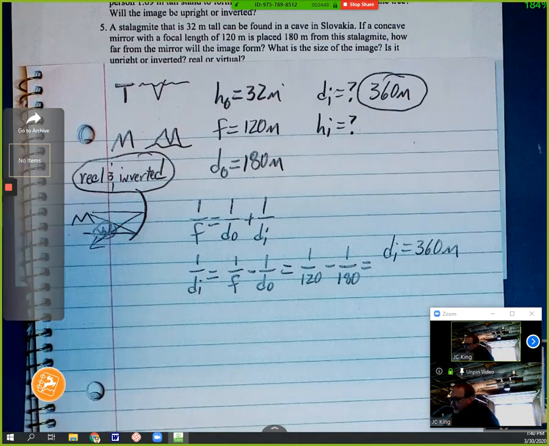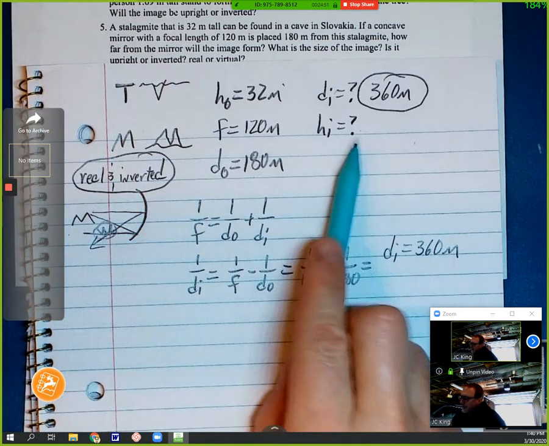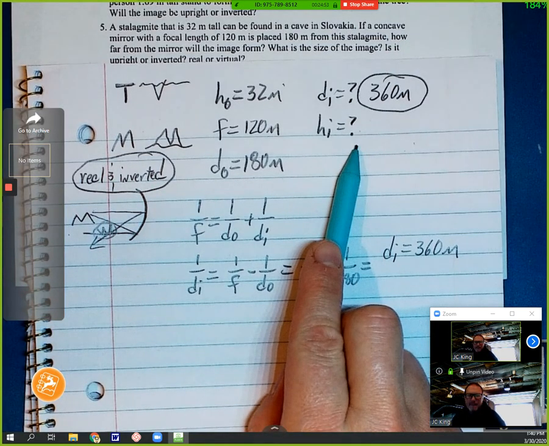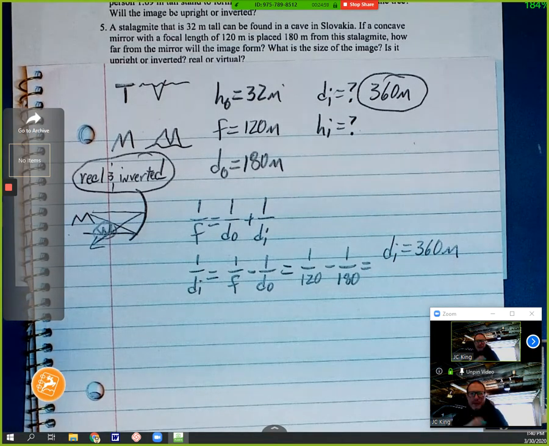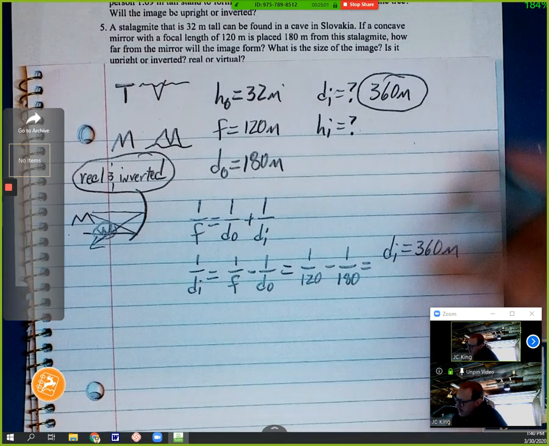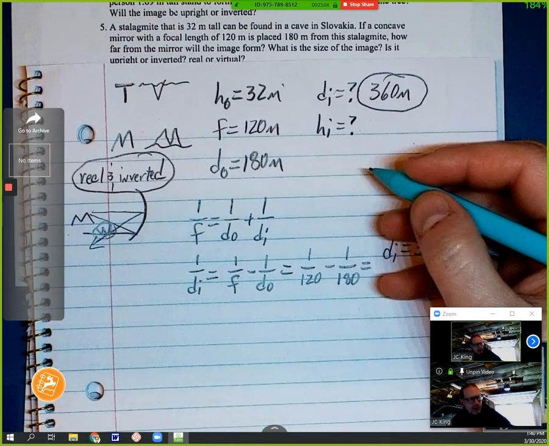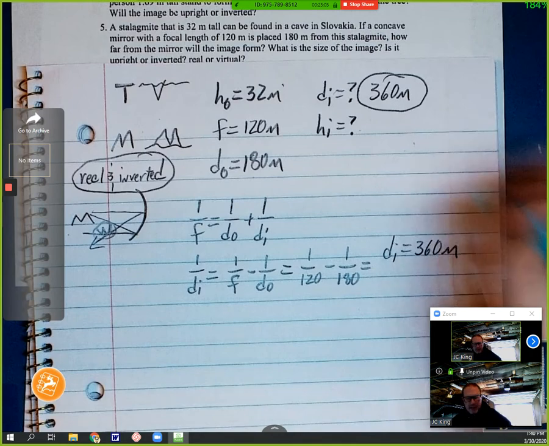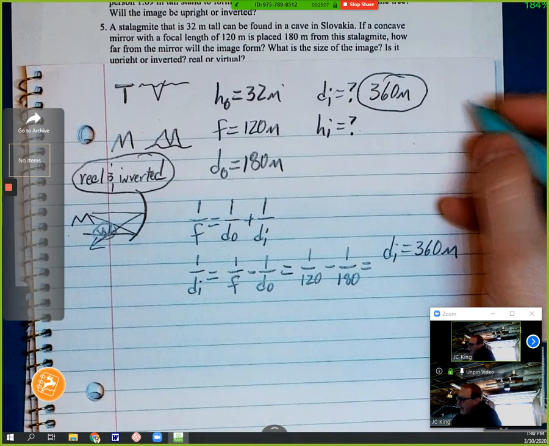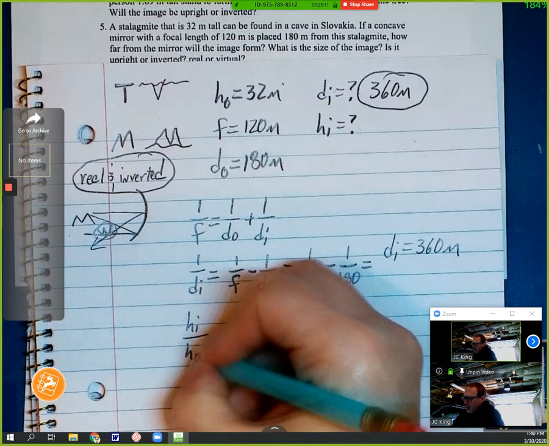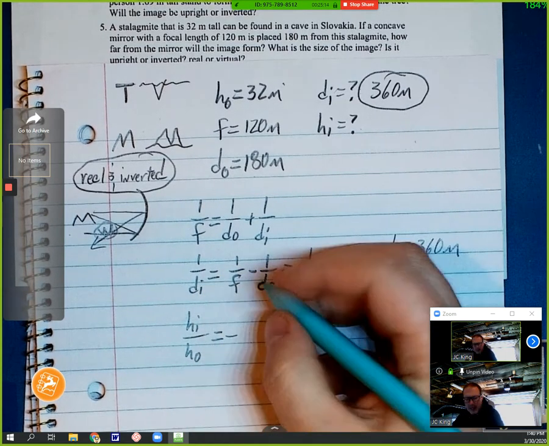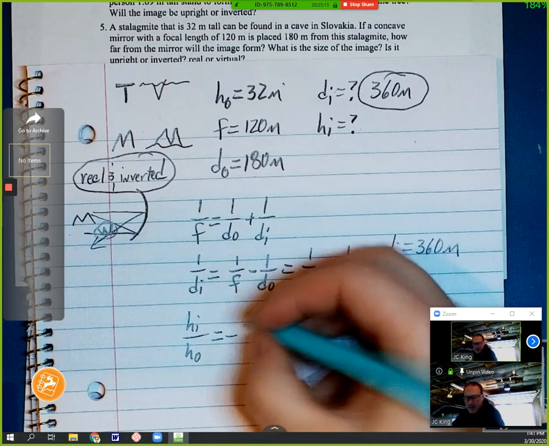Now, how to find the height of our image? Remember that I've got it over here. The height of the image over the height of the object, so hi over ho, equals negative di over do.